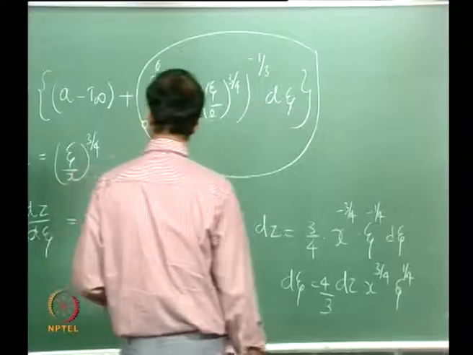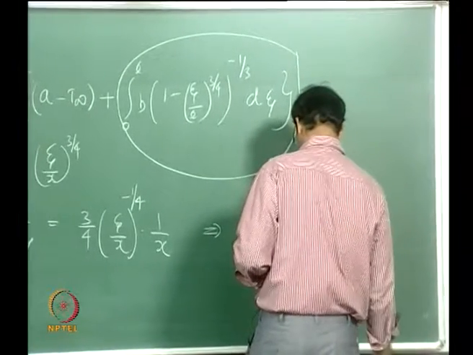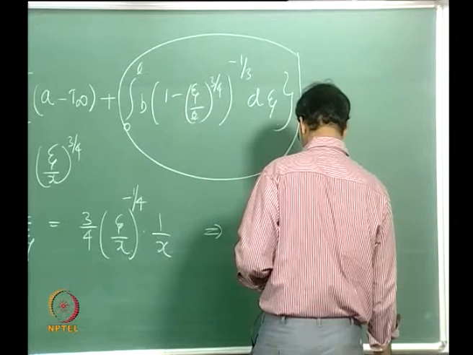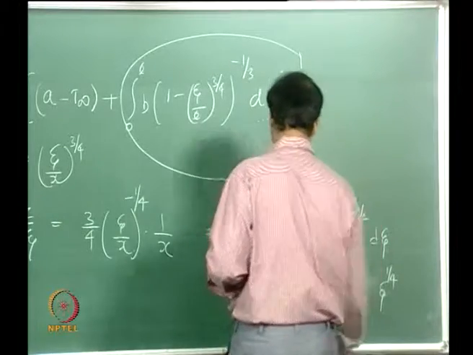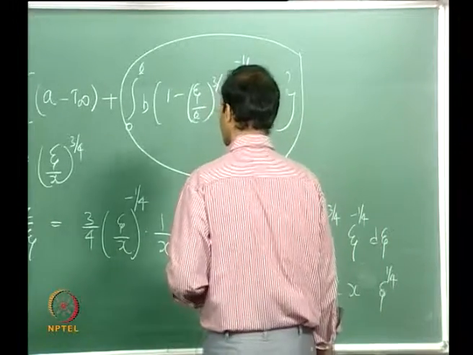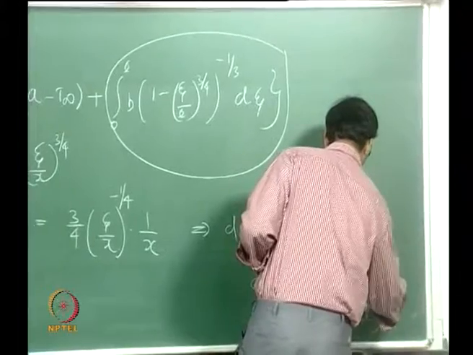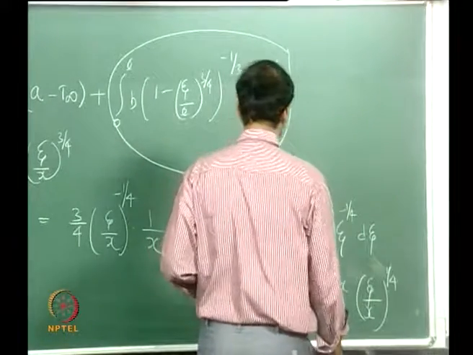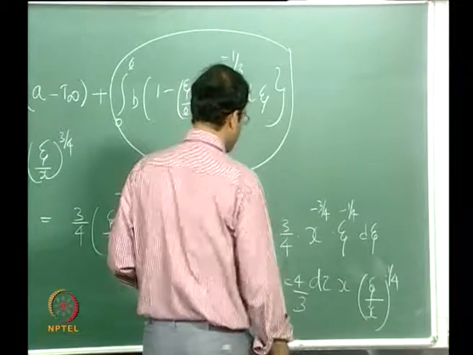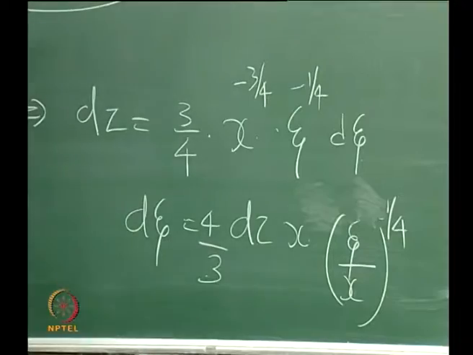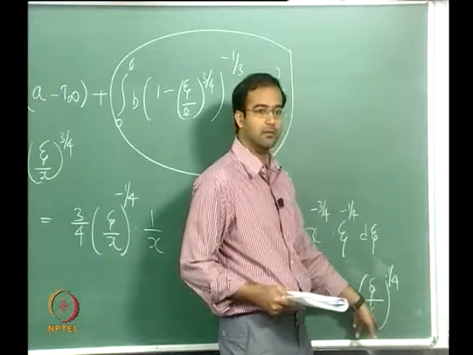So zeta by x, I can write this as 1 by 4 x power minus 3 by 4. I can take 1 by 4 x, so I can write this as zeta by x the whole power 1 by 4, this is 1 minus... right, I can write it like that, because this is anyway x power 3 by 4, I can write it as x divided by x power 1 by 4, okay.